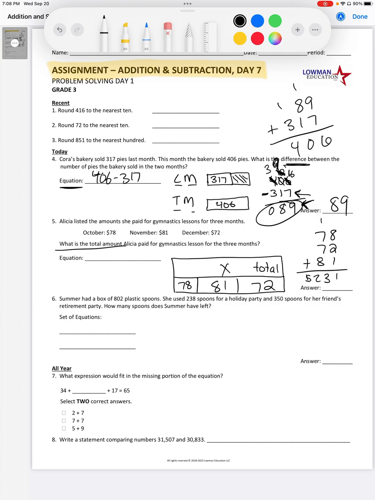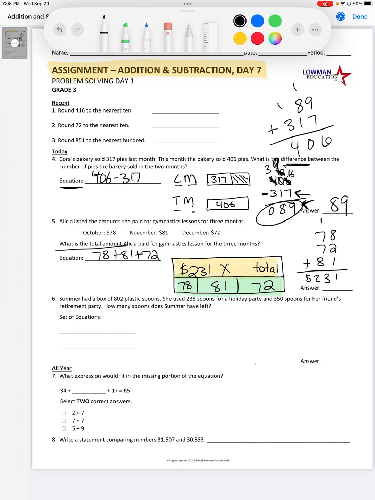The equation that I used to find that was 78. I added all my parts together, what I knew. 78 plus 81 plus 72. If I wanted to fill in my answer on the strip diagram, I would just write $231 here. Okay? Because this top is the same length, let's use green, as the bottom. Both of these have to have the same value when they're added together. 231 is the same as 78 plus 81 plus 72.